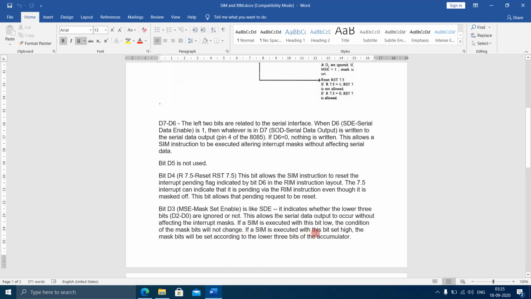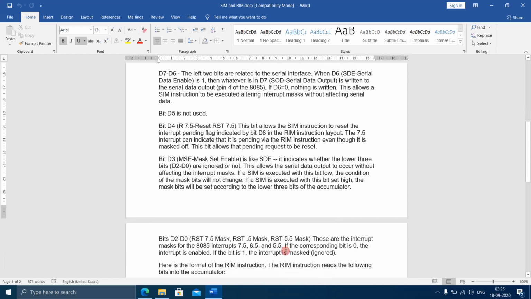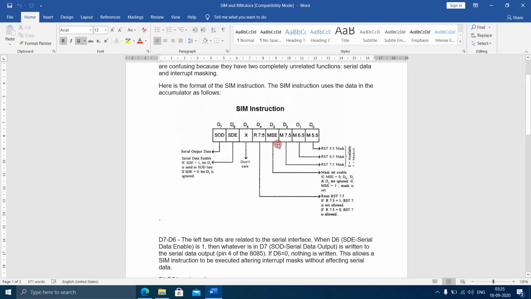If SIM is executed with this bit set high, the mask bits will be set according to the lower three bits of the accumulator. When this is 0, these three bits have no meaning; let them be 0 or 1, it does not matter. But when this is 1, then these bits have meaning. So what exactly is happening when you execute the SIM instruction, set interrupt mask?